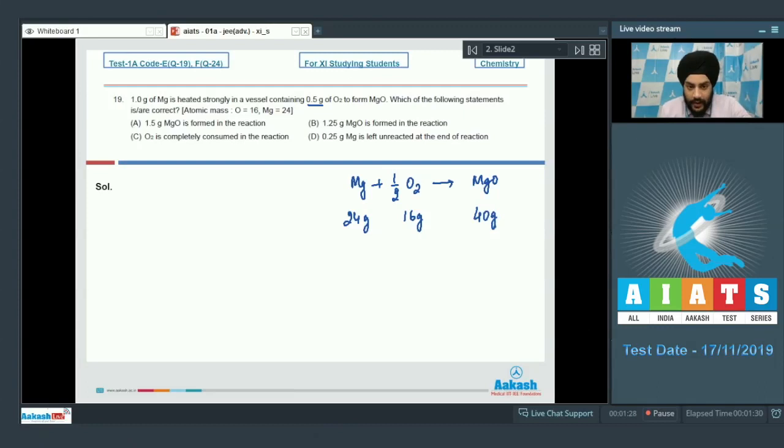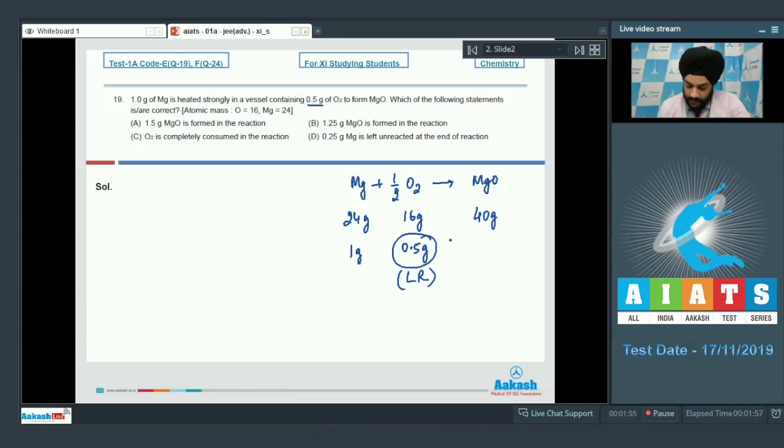Okay, so now students, it is given to us that magnesium taken is 1 gram and the amount of oxygen taken is 0.5 grams. So we can clearly see that the limiting reagent is the oxygen in this case. It is present in a lesser amount than required stoichiometrically for magnesium. So the reaction will be governed, or it will proceed according to oxygen.